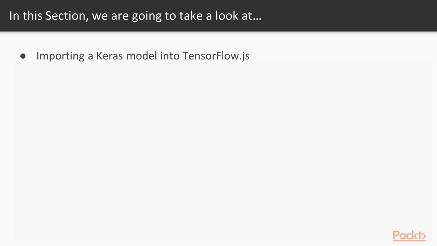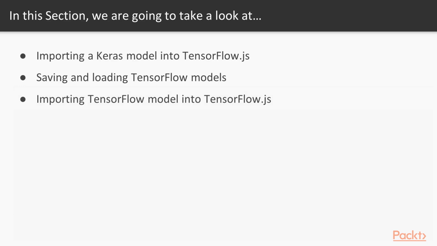Next, we'll see how to save and load TensorFlow models. We need to do this since we do not want to train the model each time. After that, we'll see importing TensorFlow models into TensorFlowJS. This is quite similar to importing Keras, but still different. And finally, we'll be seeing a video on playing Pac-Man using our webcam. In the final video, we'll combine all the knowledge that we have gained to develop the game.